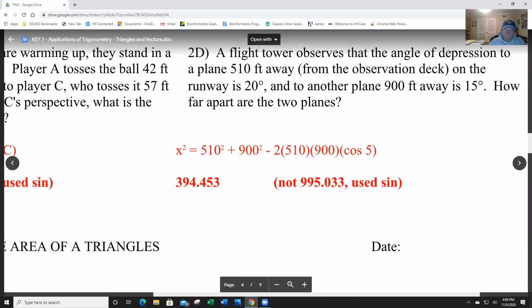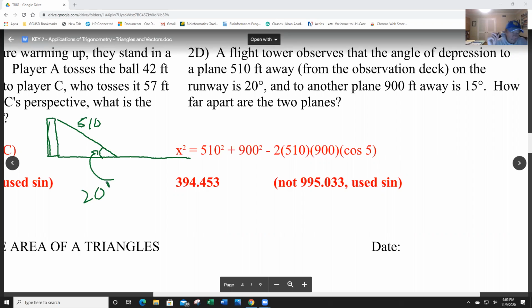So I'm going to draw the most rad observation deck. Look at that thing. That seems awesome. Looks like all my other drawings. Okay, so we got this right here. And we got, this is 510 feet, right? 510, right? And this right here, I'm going to put an arrow in there, is 20 degrees. Okay? Then there's another angle right here.